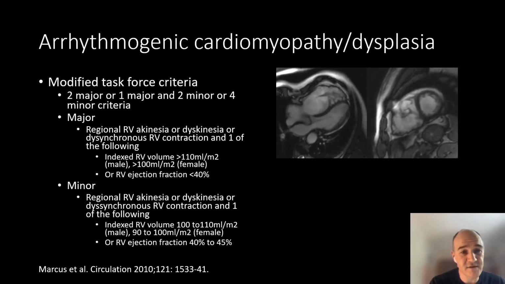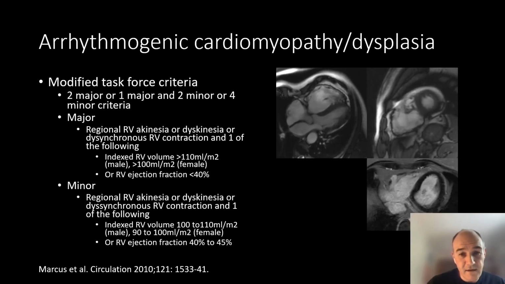features on MRI that add to these criteria, and they are based around the size and the function of the right ventricle. And as you can see in this particular case, clearly the right ventricle is dilated, but in addition, there is evidence of wall motion abnormality, focal aneurysm formation within the right ventricle itself, which is corresponding to areas of focal fibrofatty infiltration within the right ventricle. And you can see here on this slide what constitutes a major criteria and a minor criteria, which is variable depending on whether you're a man or a woman.